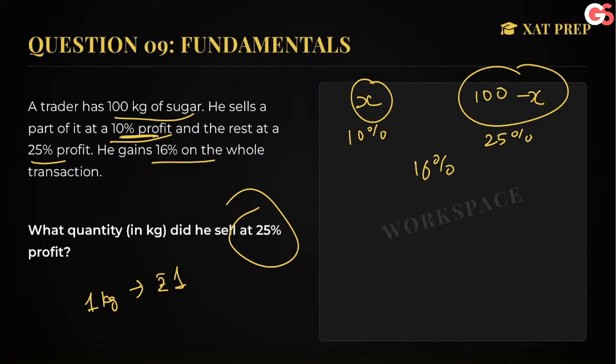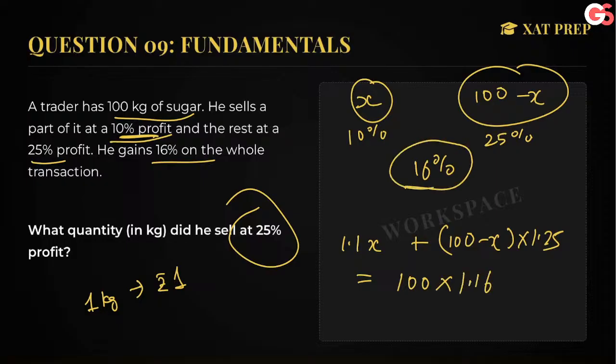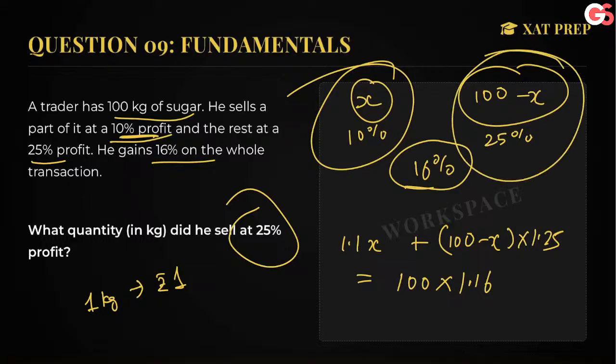But because I have not taught you allegation yet, 1.1x plus (100 minus x) into 1.25 is equal to 100 multiplied by 1.16. इतना प्रॉफिट ओवरऑल हुआ था, यहाँ पे 10% हुआ है, यहाँ पे 25% हुआ है. So you can calculate this and get the answer. By the way, if you do it by allegation, it will be pretty simple.